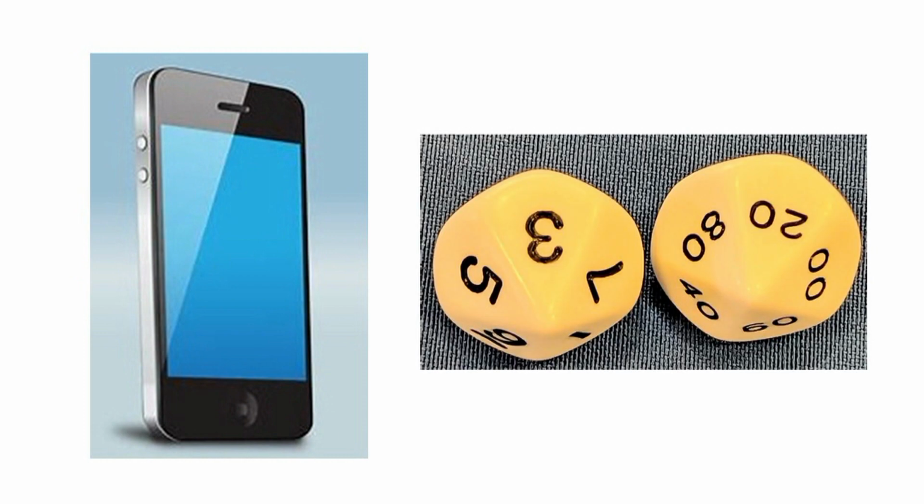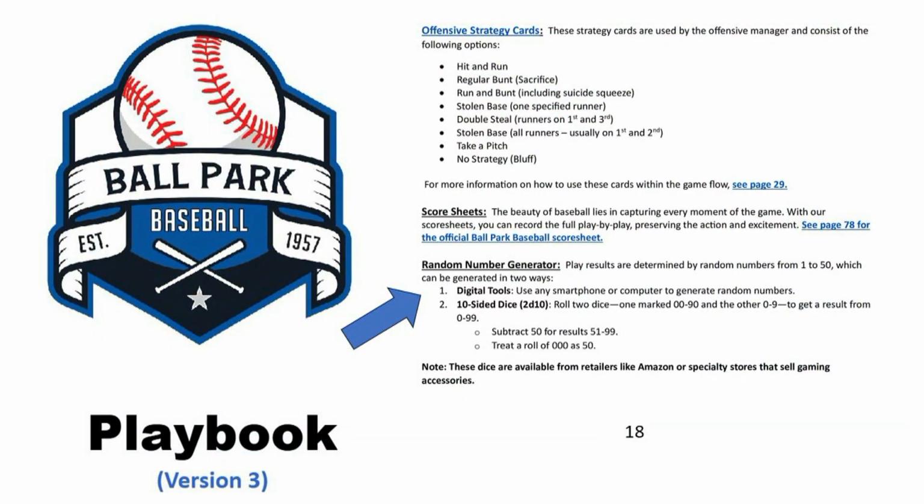So we have 2 options here. Where's my device? Oh, you got it. Yeah, thanks, Brett. You can use your device to generate a random number from 1 to 50. Or you can use 2 10-sided dice that Brett is holding here. On our website, you'll find links to a third-party website that we suggest if you want to buy the dice. And there's instructions on page 18 of the playbook for how to use those dice and interpret the results.